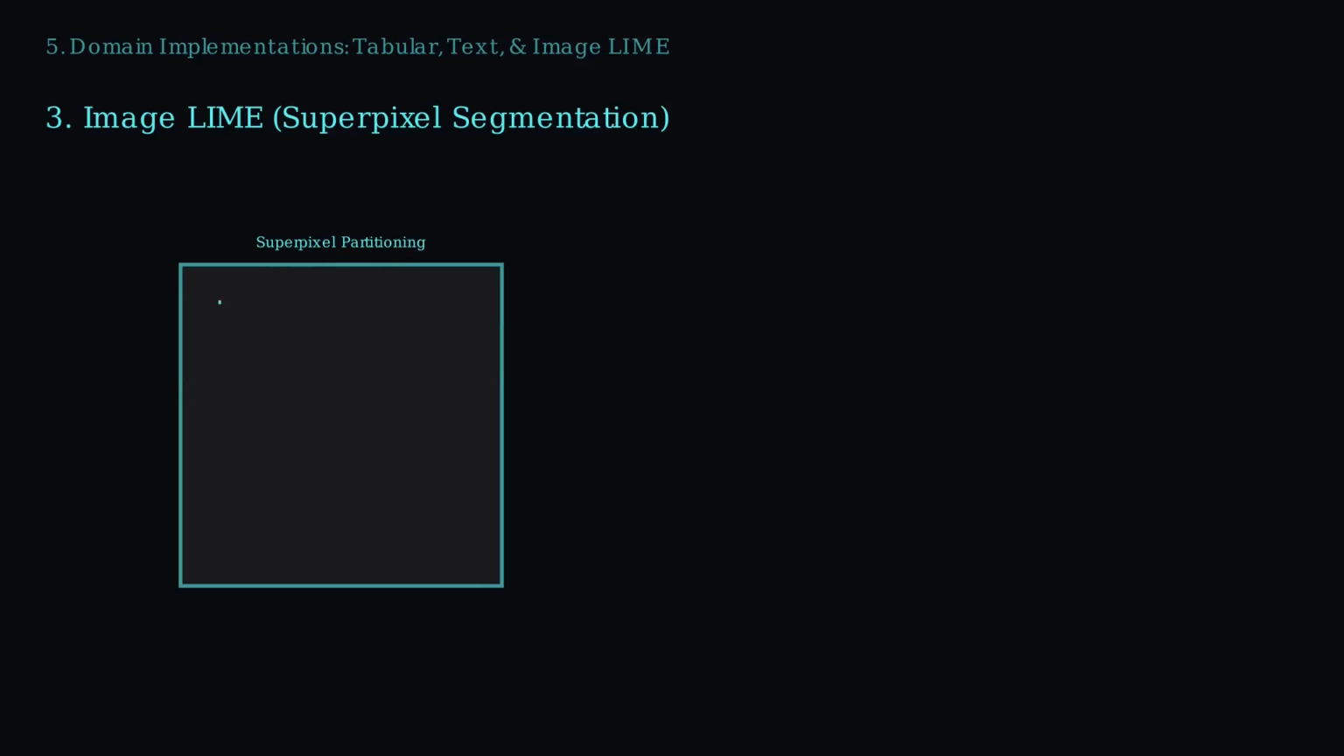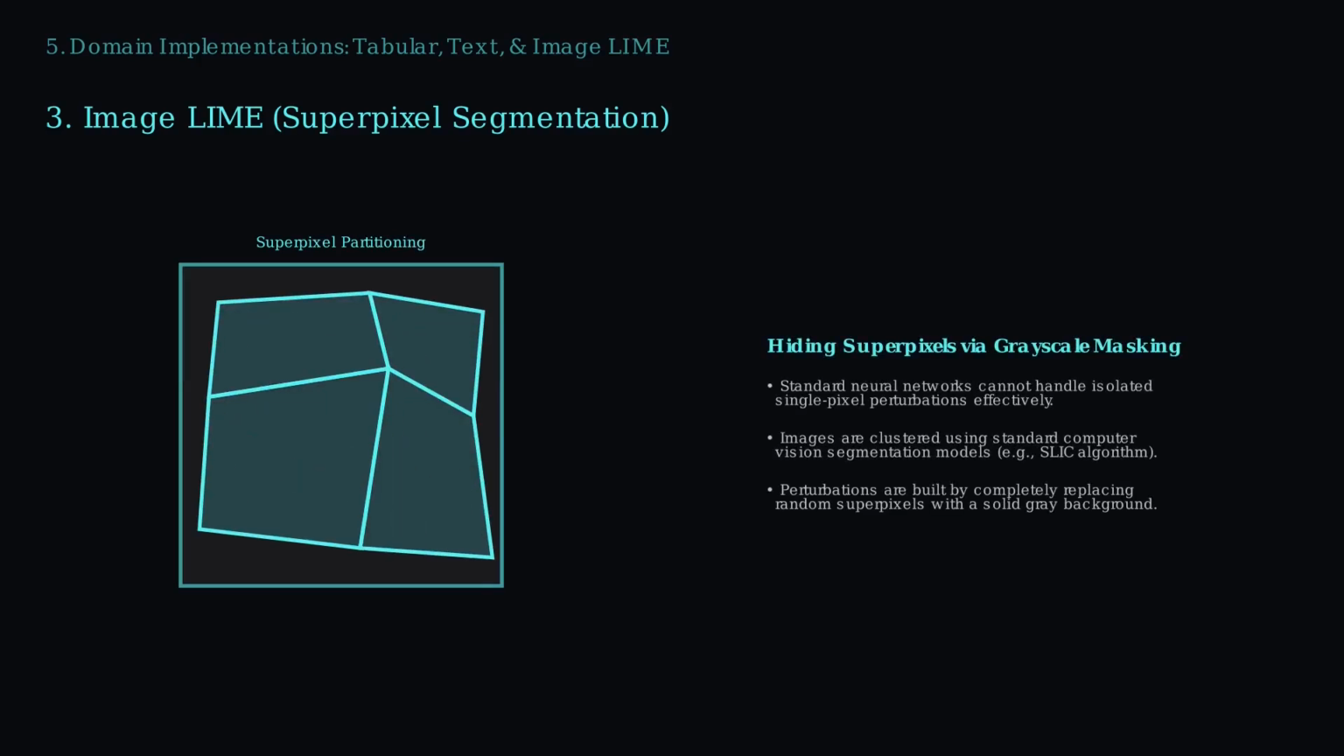Finally, we observe image classification. Standard deep networks read single pixels, but running single pixel alterations would completely destroy localized contextual structure and mean nothing to the model. To solve this, Image LIME bundles pixels into patch groupings called superpixels using localized segmentation algorithms. It then generates synthetic iterations by graying out random segments. If masking out a specific superpixel causes the classification probability score to drop from 90% down to 0, that hidden segment is marked as highly critical to the final output.